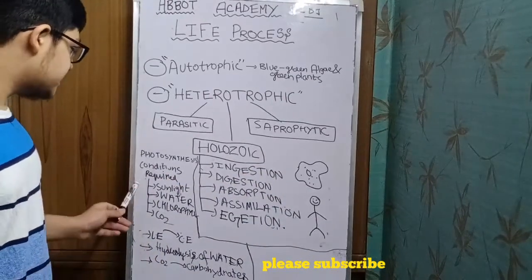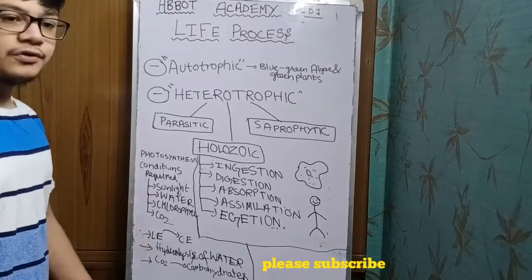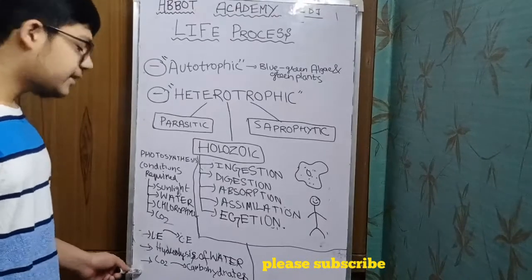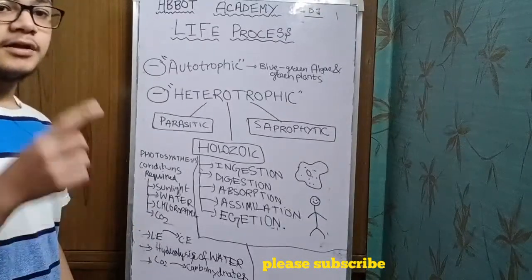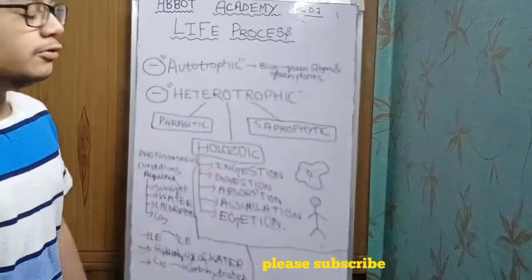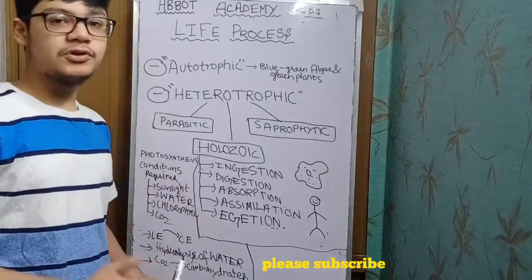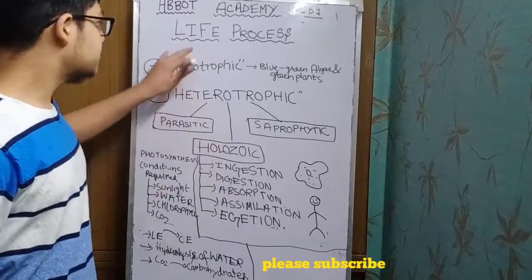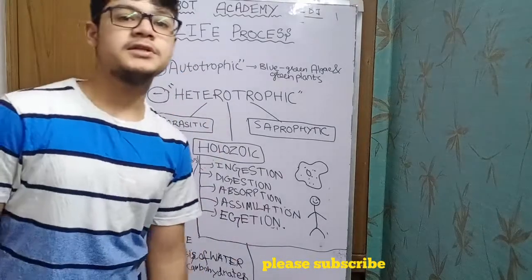And photosynthesis, conditions required are sunlight, water, chlorophyll, CO2. And the 3 steps are conversion of light energy into chemical energy. Then splitting of water molecules, that is hydrolysis of water, you can say. The third step includes conversion of CO2 into carbohydrates. So this is a brief introduction of life processes.